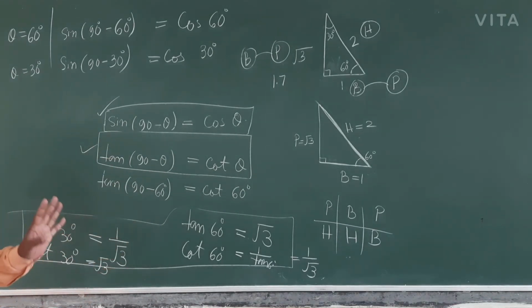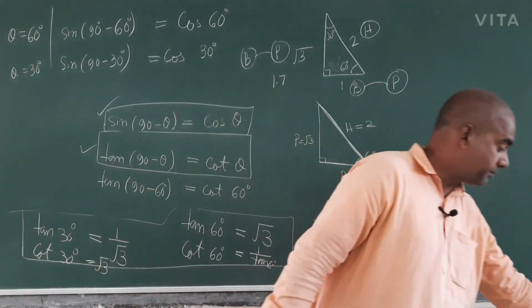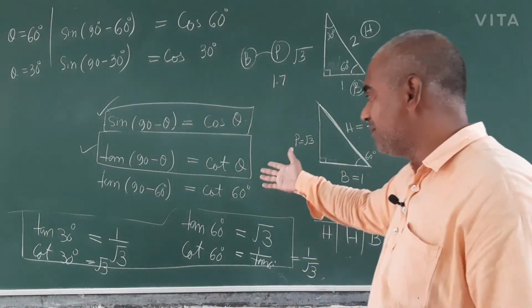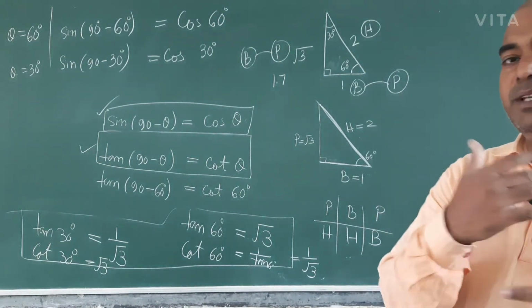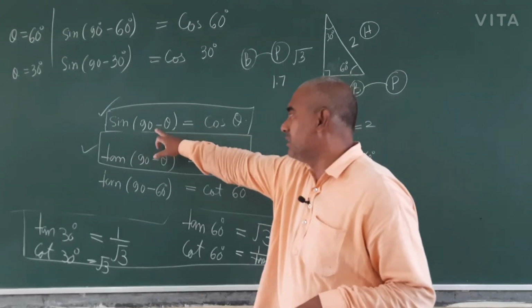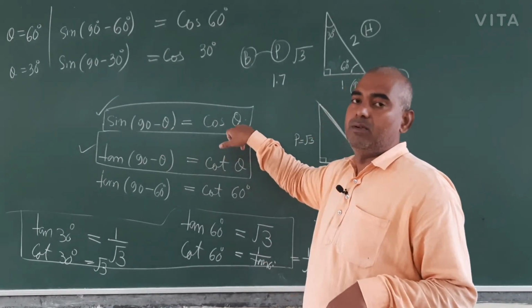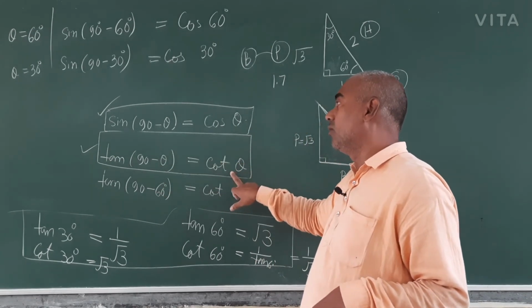The rest I will tell you. These were the derivations, and it has taken time. Otherwise, I will tell you a very easy method. Something you would have to learn. So two formulas I have told you: sin 90 minus theta is equal to cos theta, and tan 90 minus theta is equal to cot theta.